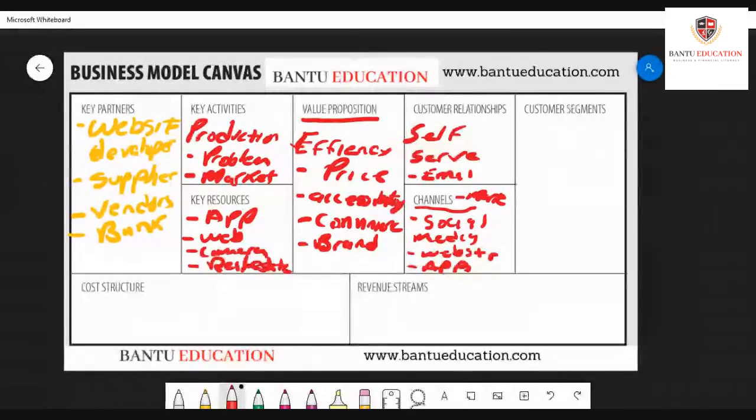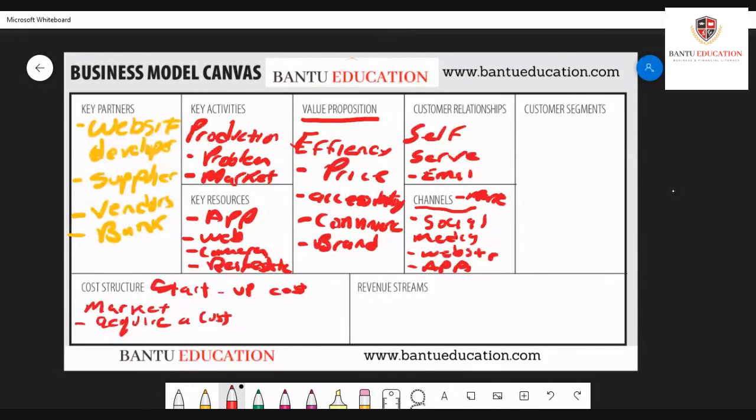So now we're gonna move on to cost structure. Basically here, the question you have to ask yourself is this: how much is it gonna cost me to start this idea, right? Startup cost. How much is it going to cost you to market your idea? How much is it going to cost you to acquire a customer? Right? So that's really what it is.